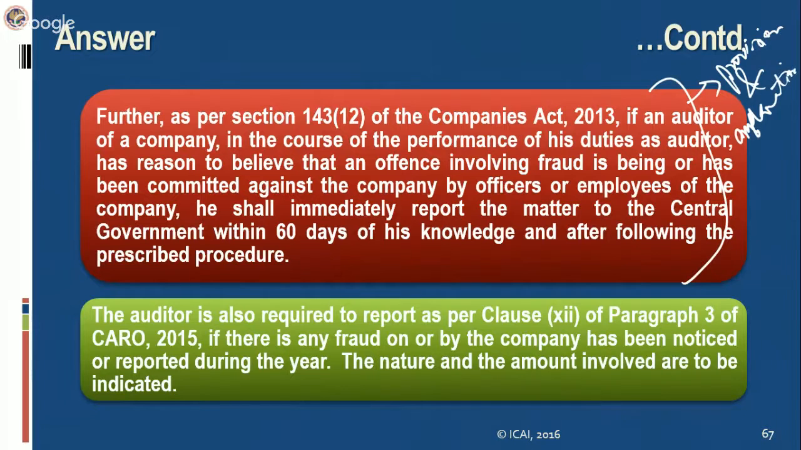Furthermore, one more provision which was attracting to the given situation was reporting under CARO. The auditor is also required to report under clause 12 of para 3 of CARO 2015 if any fraud on or by the company has been noticed or reported during the year. Then the auditor has to report the nature and the amount involved in such fraud.